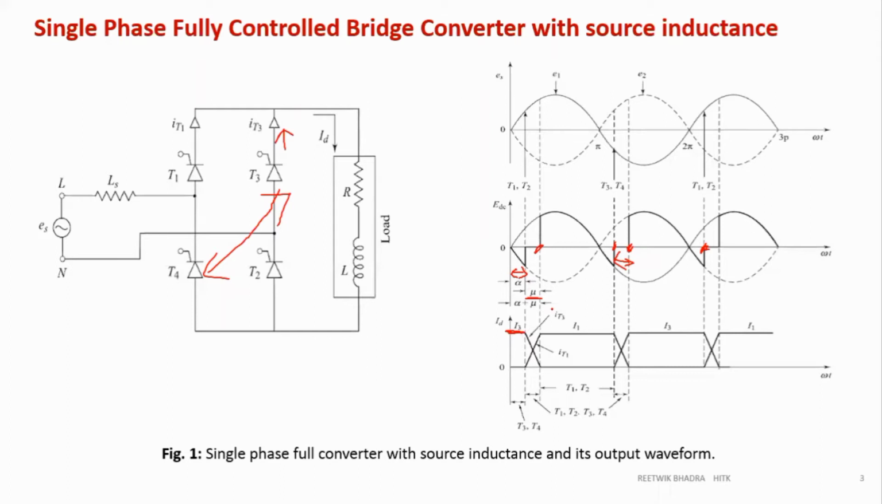Now, during this period when T3 and T4 are conducting, T1, T2 is not conducting. So obviously what will be the value of IT1? IT1 is 0. So IT1 is 0 over here.